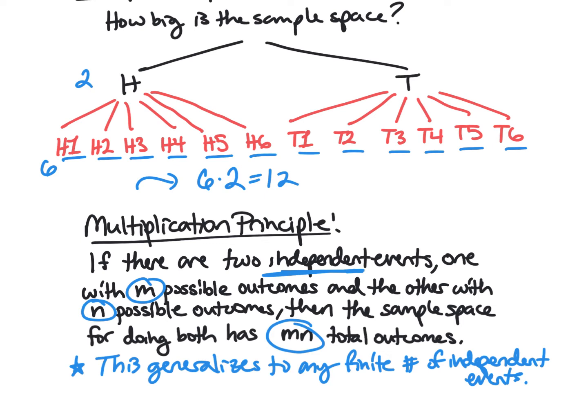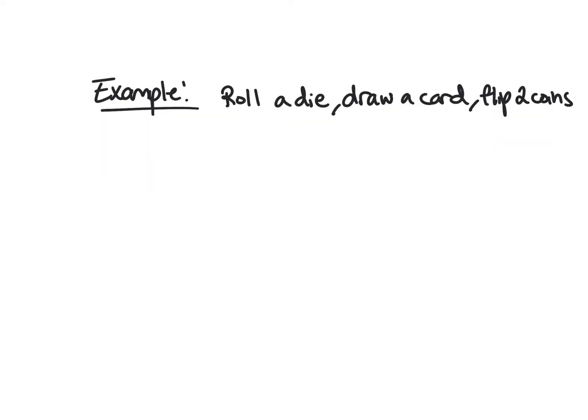So let's do a couple of examples, and I'll have you do a couple of exercises. In this case, our experiment will be to roll a die, then draw a card from a standard 52 card deck, and then flip 2 coins. First I just want to give some examples of events. Again, these are just examples. There are plenty of different things, right?